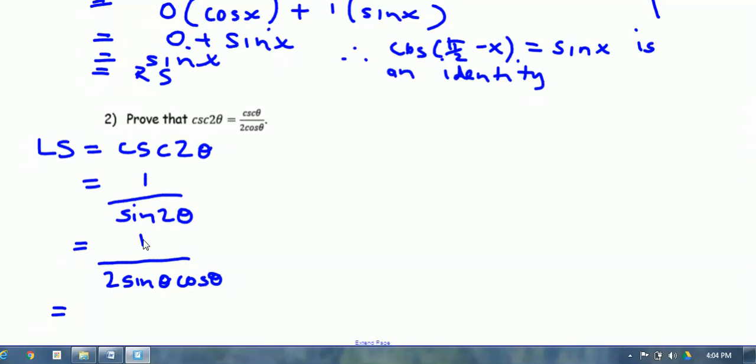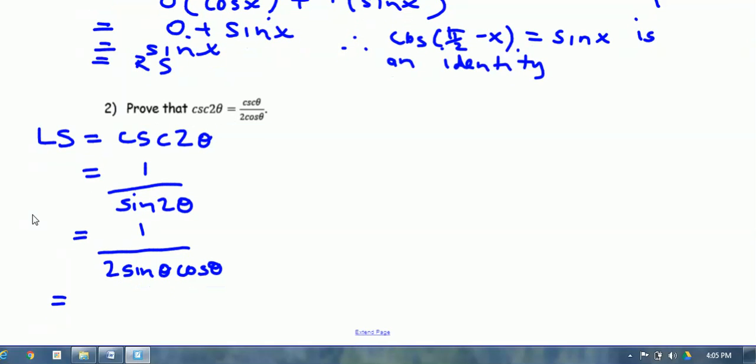Now I'm going to break this apart because I think it'll be easier for you to see what's happening here. I'm looking at where I want to go. I can see that my bottom has to have 2 and cos theta. It can't have the sine theta. So I'm going to separate them out. I'm going to put 1 over 2 cos theta as one of the rational expressions, and I'm going to write 1 over sine theta.